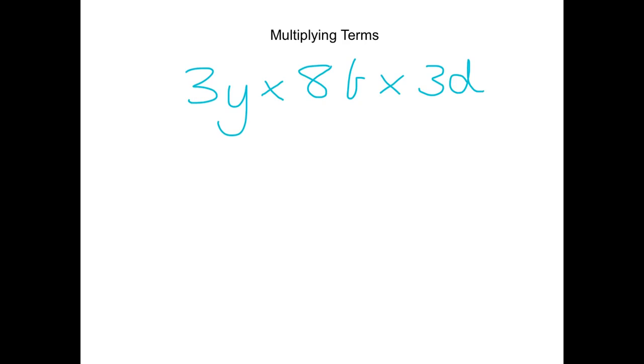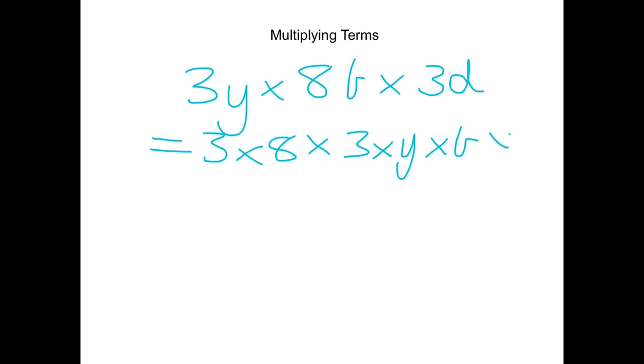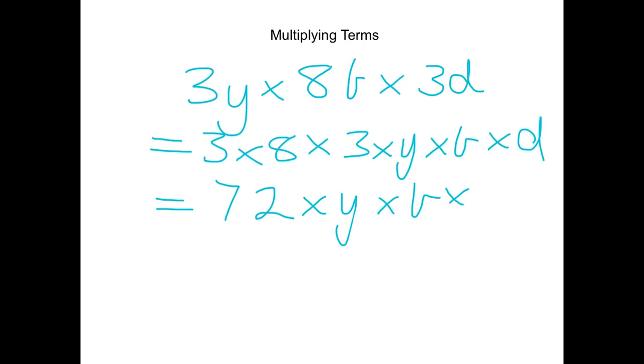For our second example, we have 3y times 8b times 3d. First we multiply the numbers, then we multiply this by the variables, y, b and d, making sure they are written in alphabetical order. This is shown by 3 times 8 times 3 times y times b times d, which equals 72 times y times b times d. And this equals 72bdy.